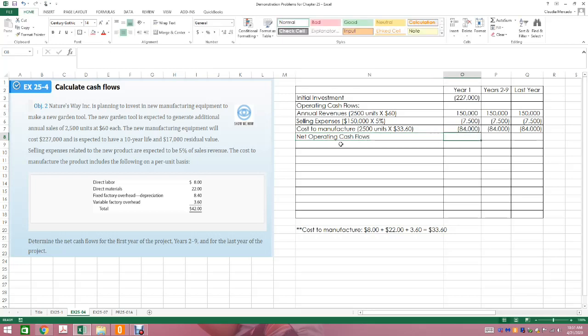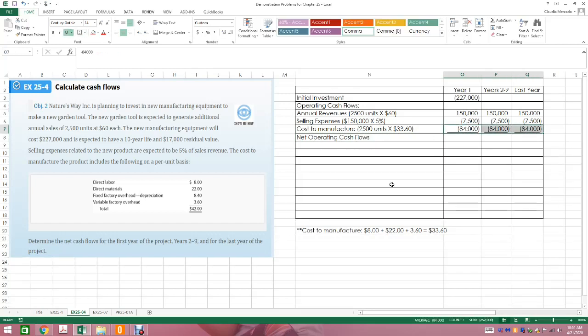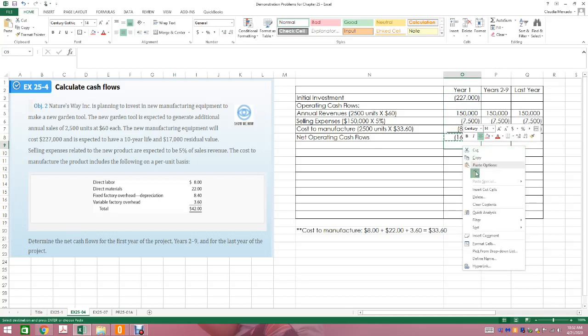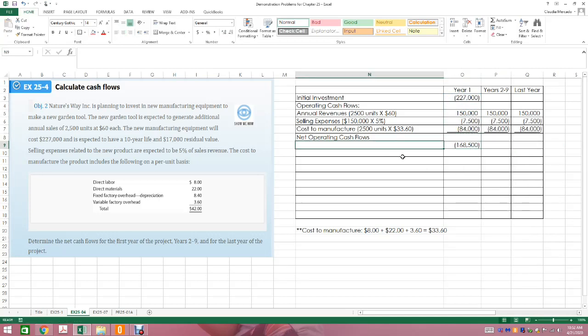So your net operating cash flows, let me put these in underline, is going to be the sum of all of your transactions above that. Because I do have Excel here, I'm just going to do formulas and run them. This is my net operating cash flows, and I'm going to copy that down a little bit.